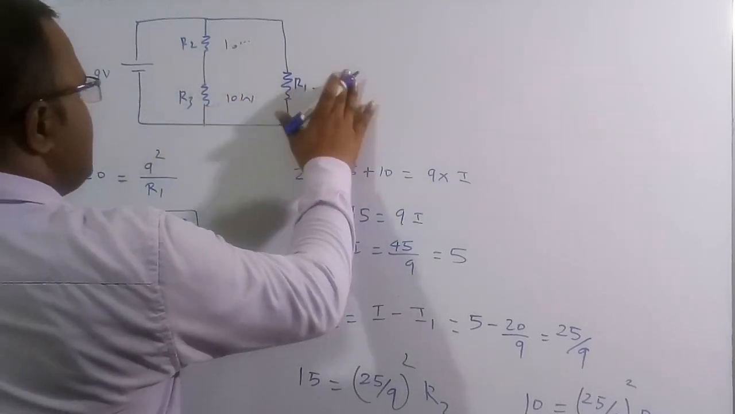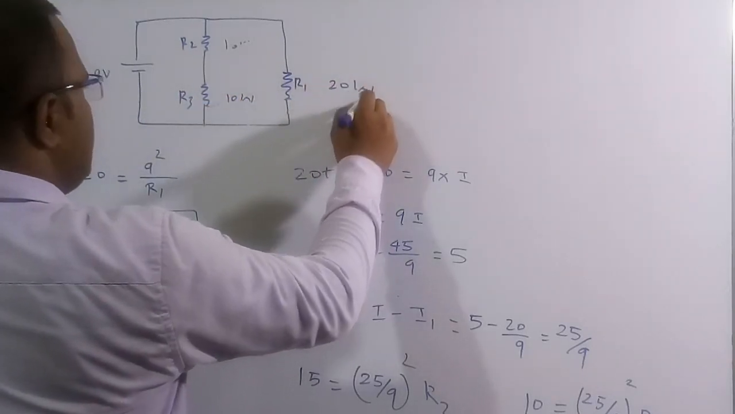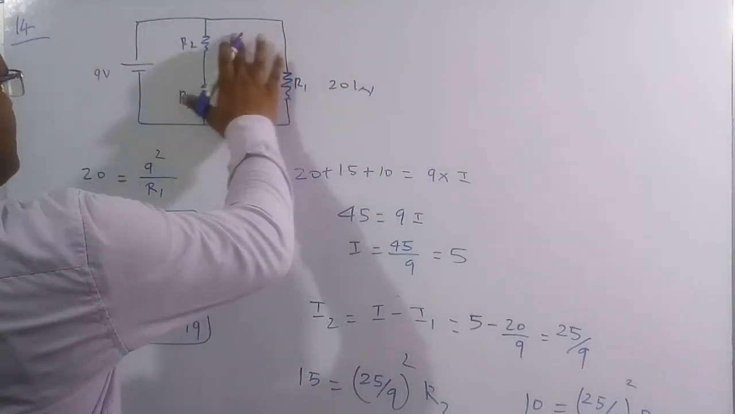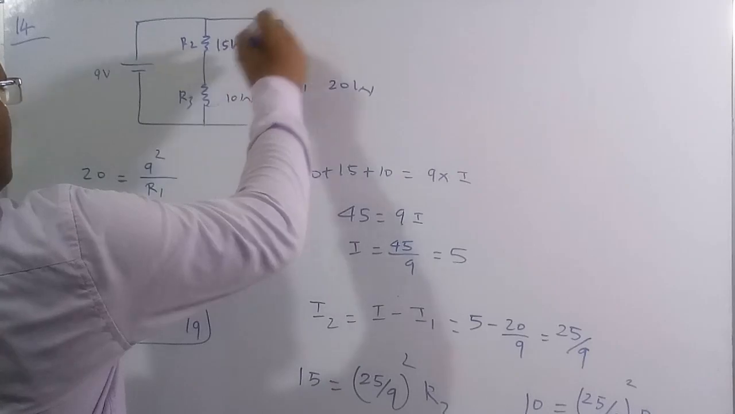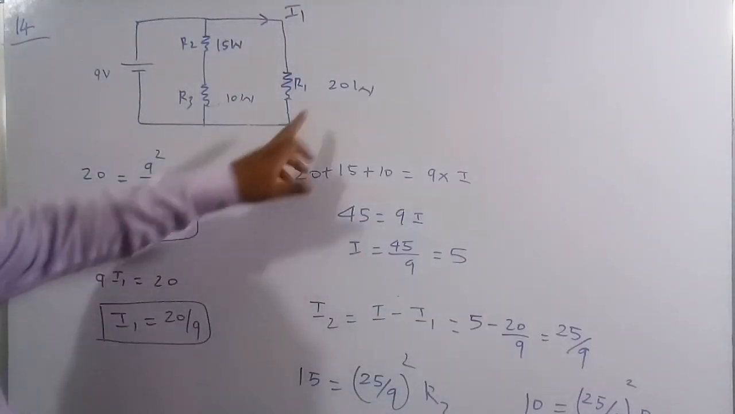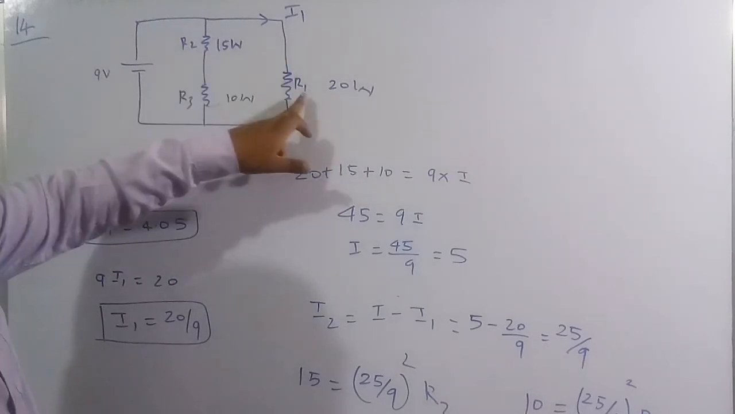And let me assume, so now I want to know the value of this current I1. So this is the 20-watt bulb. Let me assume the current in this branch is I1. So therefore here I want to know the value of the resistor R1.